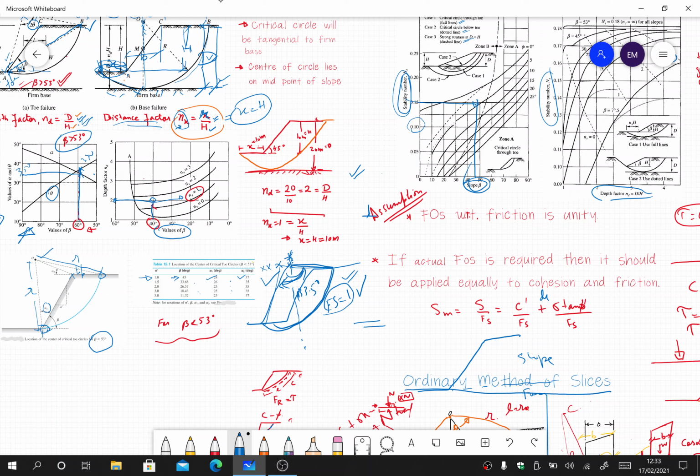There's another method of finding the center of the circle and the slip circle location, but it's very particular in that it only applies to the cases where the same material makes up the slope and the foundation.